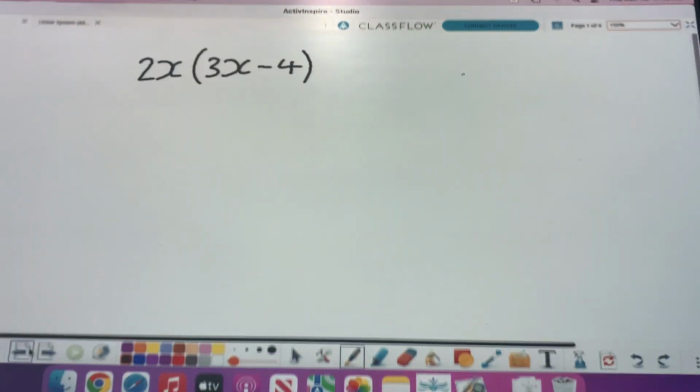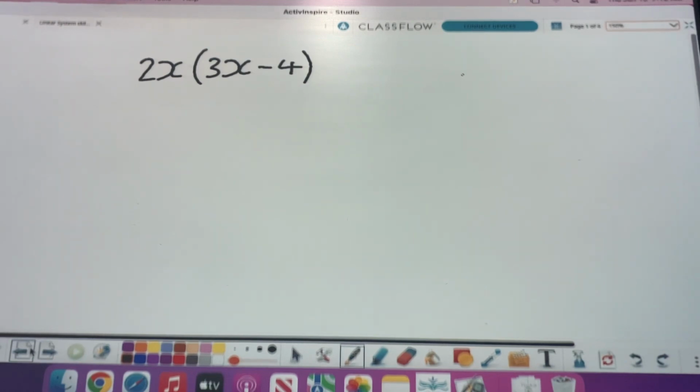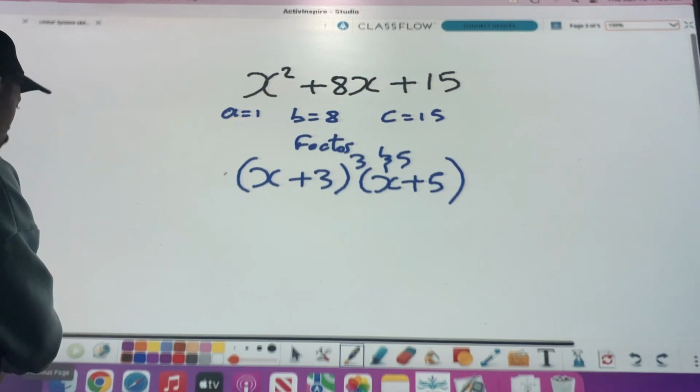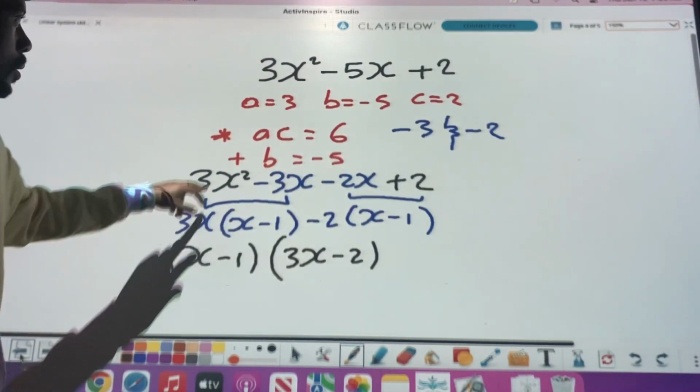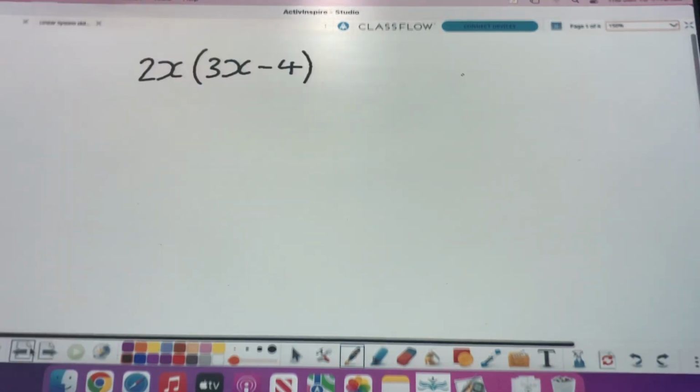Welcome back. Today I'm going to show you how to factor. I'm going to start off by doing a basic binomial. Then I'll do a FOILing example. Then I'll do a trinomial where the a coefficient is 1. Then I'll do one by decomposition where the a value is greater than 1. So follow along with me.